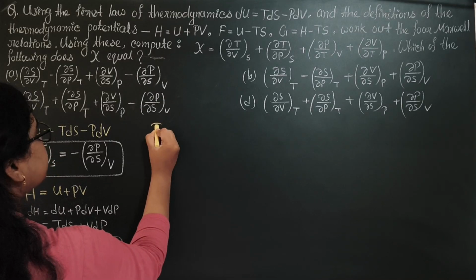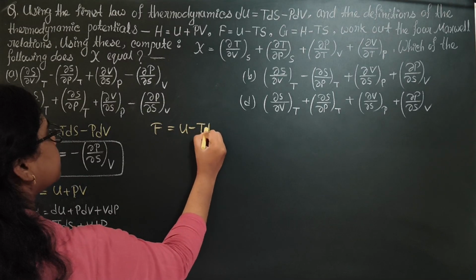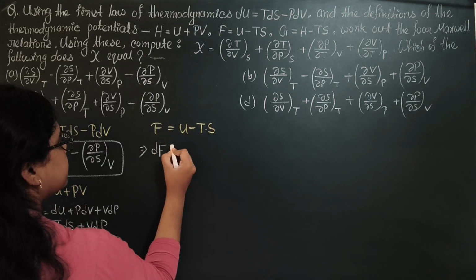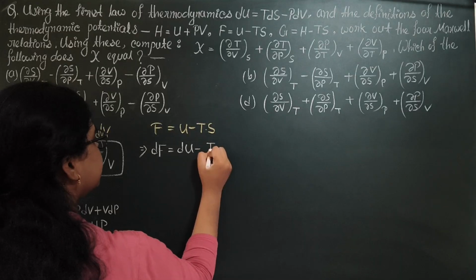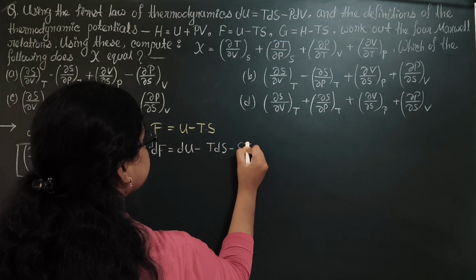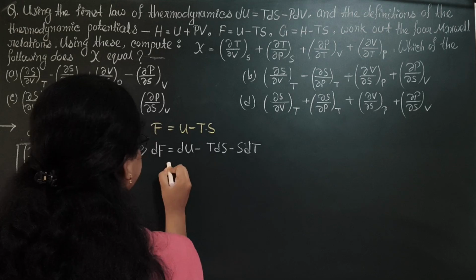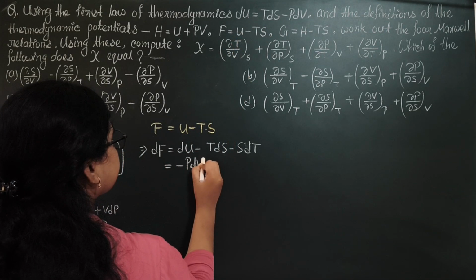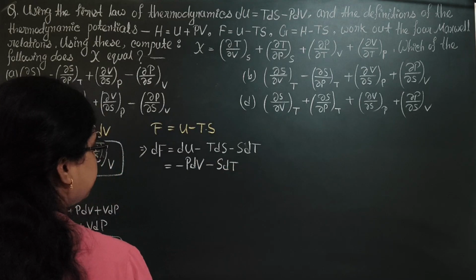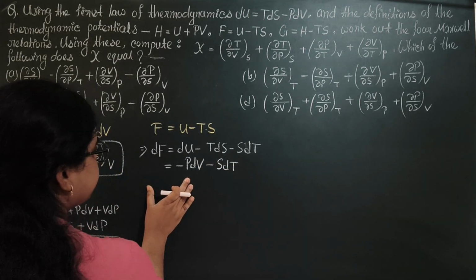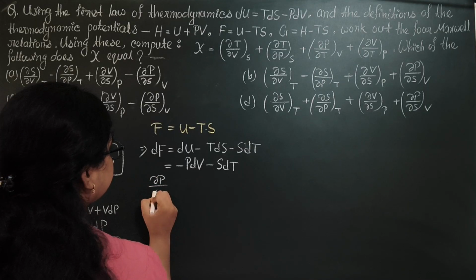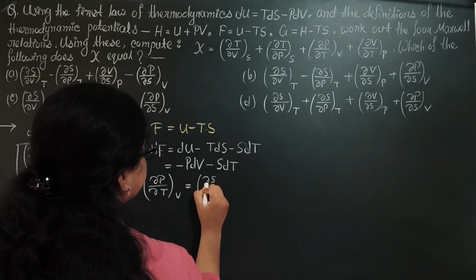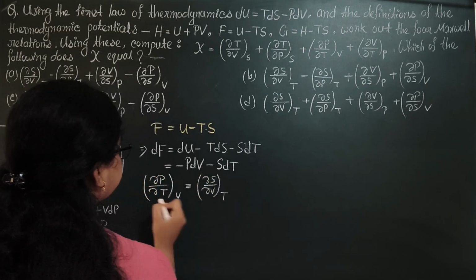Now put the value F equals U minus TS. Differentiate it: dF equals dU minus TdS minus SdT. dU minus TdS gives minus PdV minus SdT. From here, this is also an exact differential, so we can write del P del T at constant V equals del S del V at constant T.